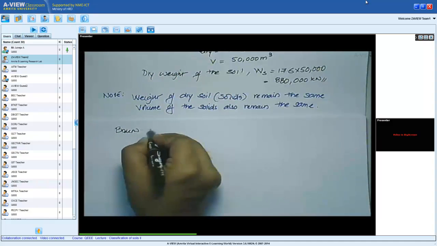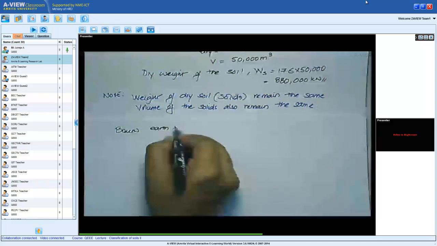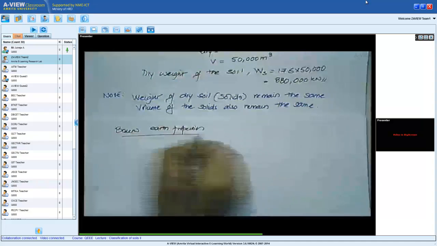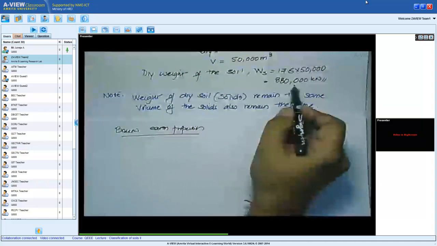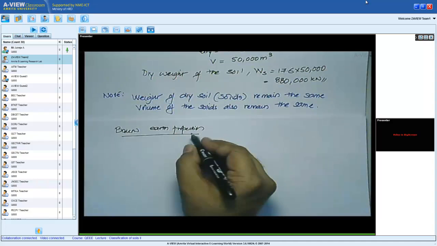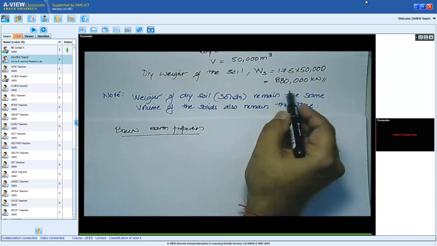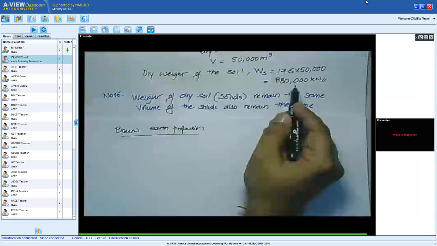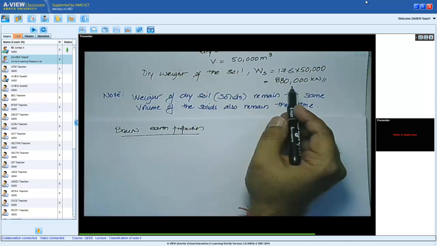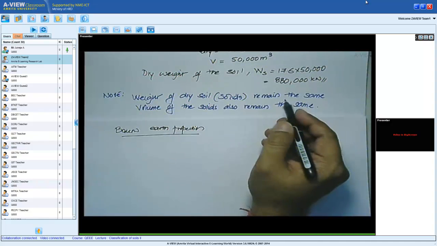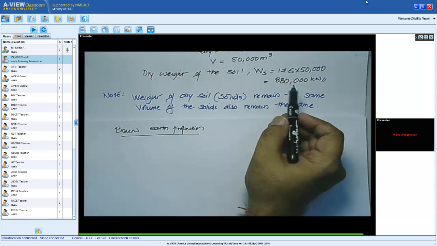Borrow earth properties. We say this is the dry soil post compaction. So for the borrow earth, the weight of solids will also be the same thing. If dry weight is the same, I am given a water content of 15% for the borrow earth. If I multiply this by 1 plus water content, I should get the wet weight.